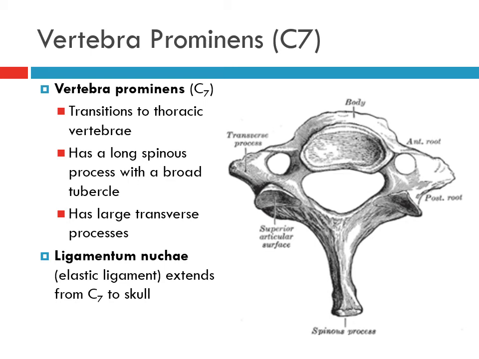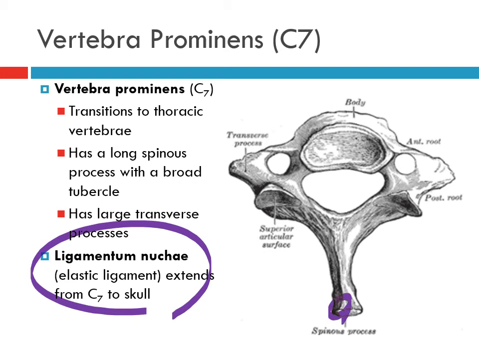It has a long spinous process and large transverse processes, and the ligamentum nuchae here is an elastic ligament which extends from C7 all the way up to the skull, and it inserts in the skull on those superior and inferior nuchal lines. And so that ligament helps to keep that lordosis in your cervical spine and allows you to have your head level.